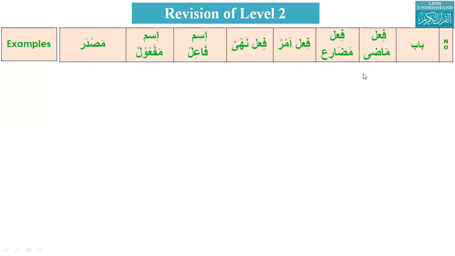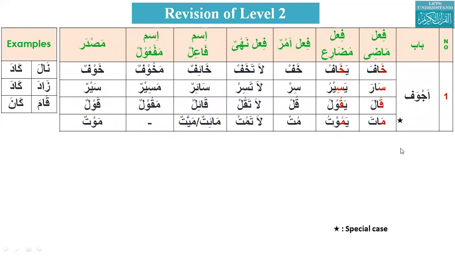So first of all, if I give the overview of this, whenever there is a level 2, there are chapters. The chapter names are Bab Ajwaf, Bab Mithal, and then Bab Mudaf, and then Bab Naqis. Only 4 chapters are there. So the chapter names are very important. We have to remember them with the chapter name.